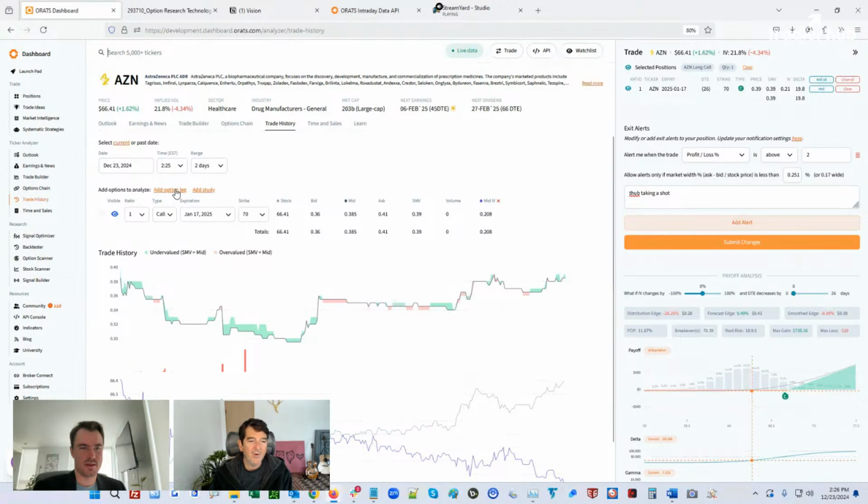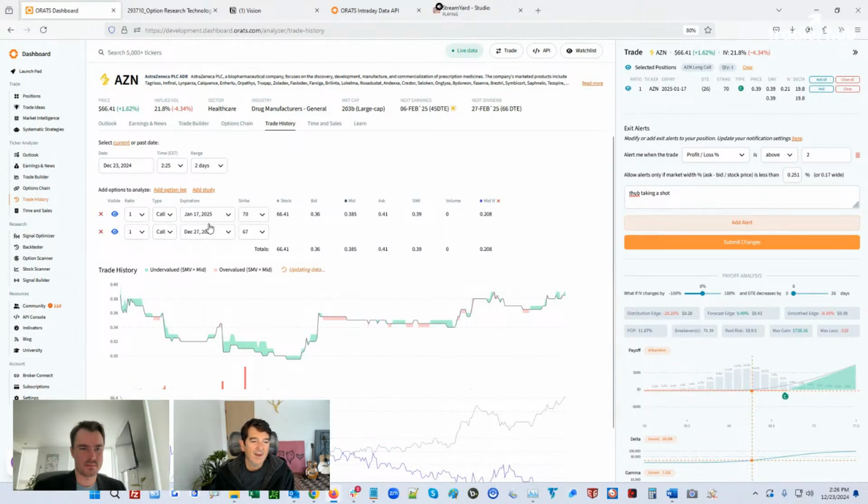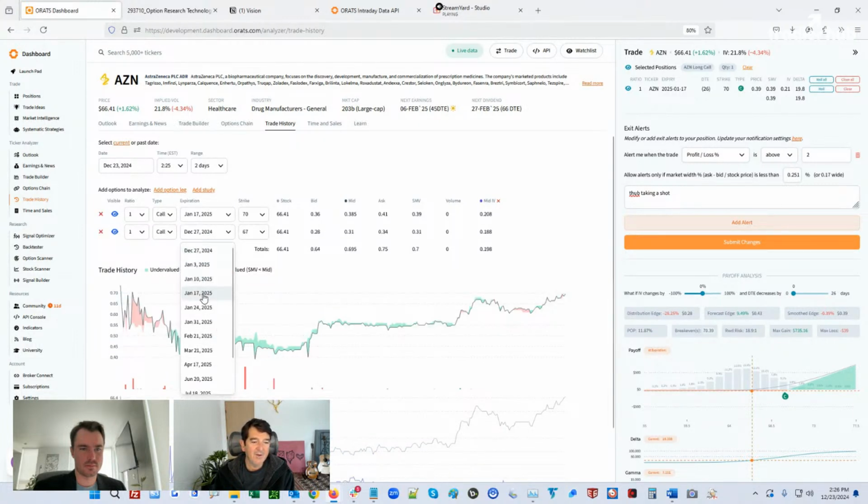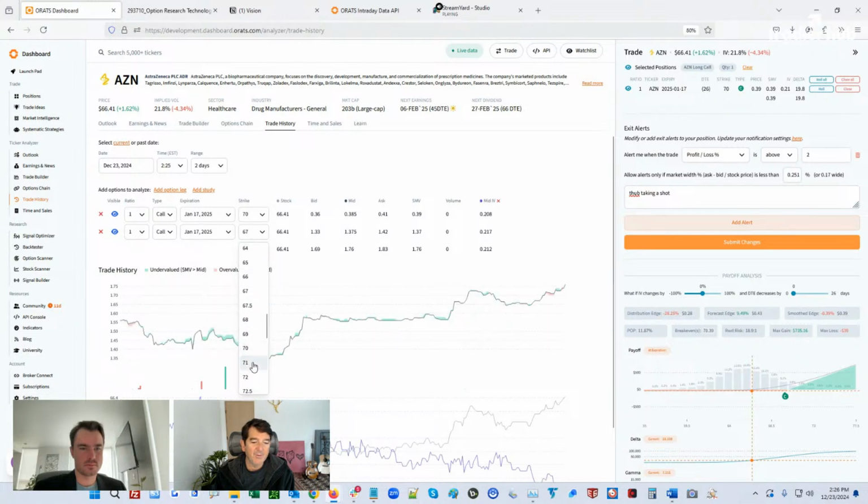So yeah, and then if we were going to add a study, so let's say we want to see what a call spread would have been looking like over this time, right?